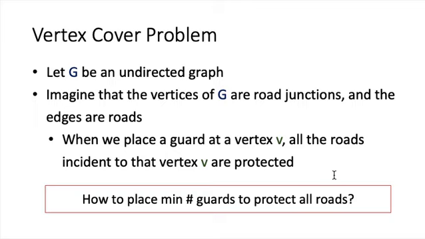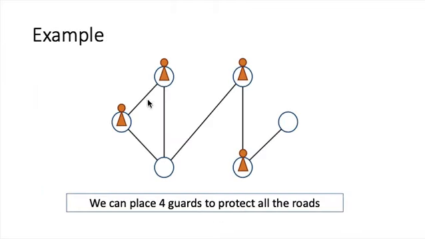Let's see an example. We have an input graph like this. It has 6 vertices and 6 edges. Now, if we place the guards here as shown, then we will find that this road is protected, this road is protected, this road is protected by this one, and these 2 roads are protected by this one. So all the roads here are protected, and we are using 4 guards.